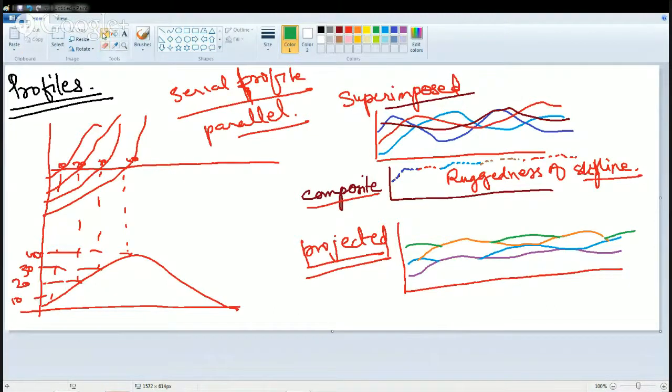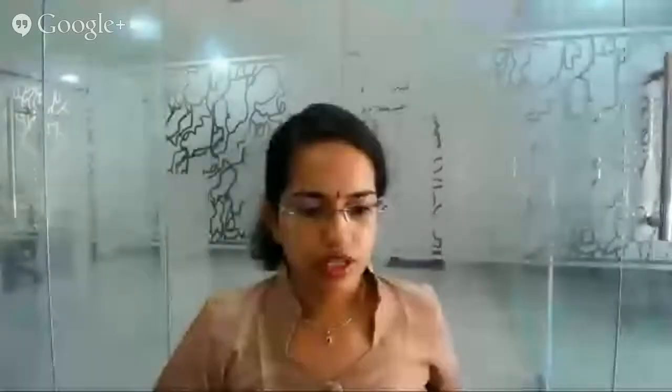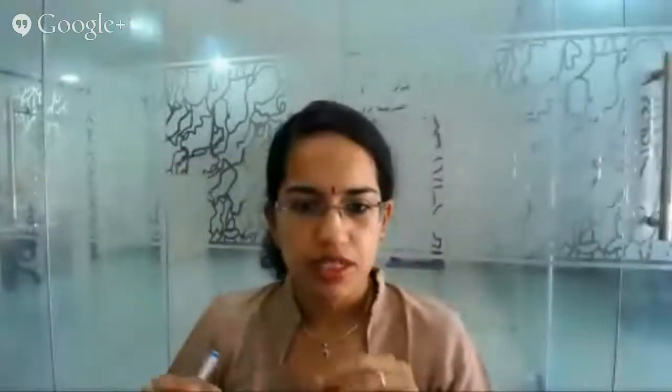So these are the four very important profiles that we have understood today. First is the serial profile, superimposed profile, composite profile, and projected profile. So just to summarize what we have done today. In today's class, we have talked about contours, hachures, then hypsometric tints, block diagrams. We have talked about the profile analysis, the serial, composite, superimposed and projected profiles. We have talked about the elevations and the various methods of hill shading and slope analysis.